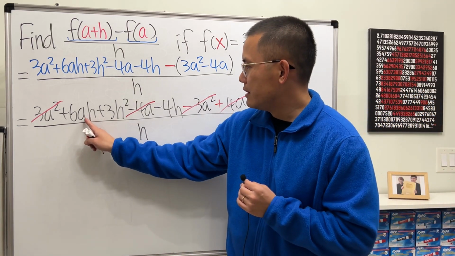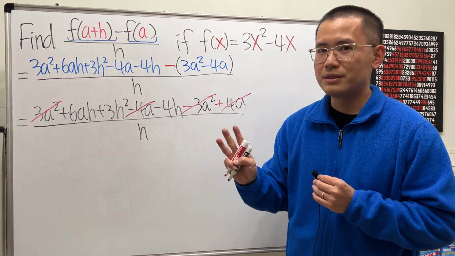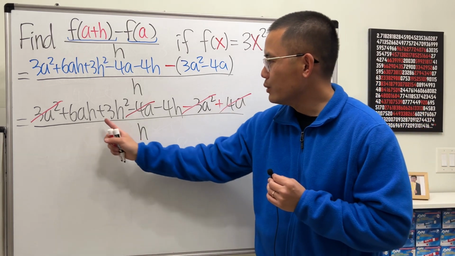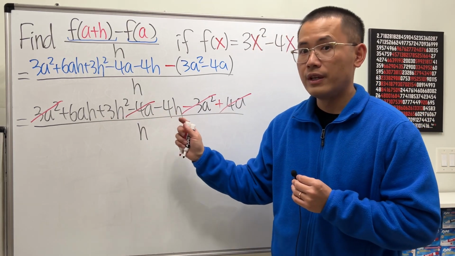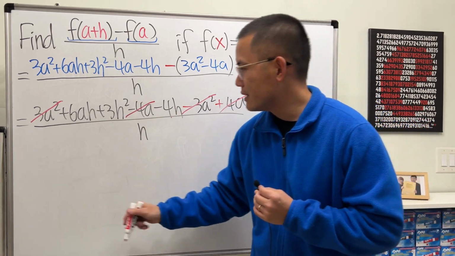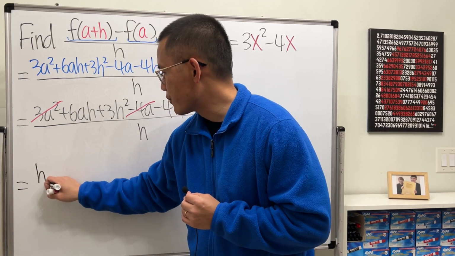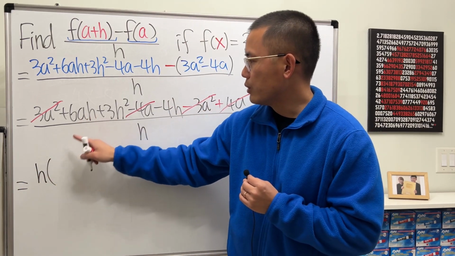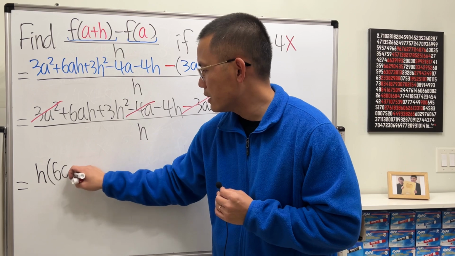Now, we have this, and that. We have 3 terms. But more importantly, notice that they all have an h. So we are going to factor that out. This will give us the h in the front. Right here, we took out the h, so we have 6a.